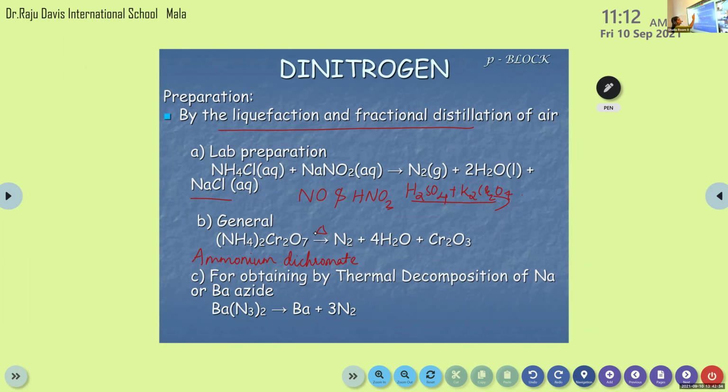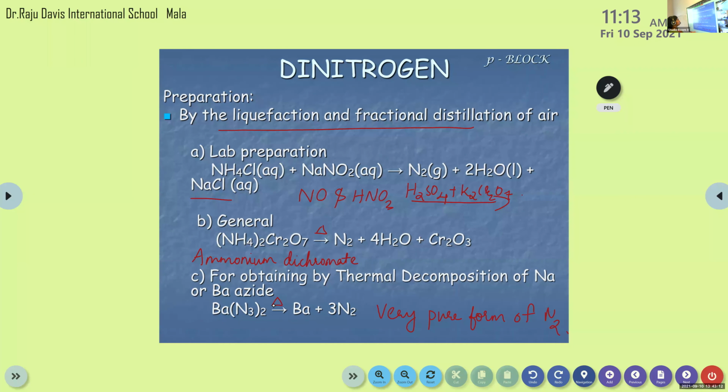First one is the large scale production. Second one is the laboratory method. Third one also belongs to the laboratory method. Then the fourth one is for the formation of a very pure form of nitrogen, by thermal decomposition of sodium or barium azide. On passing heat to sodium or barium azide, barium and nitrogen molecule will be obtained.